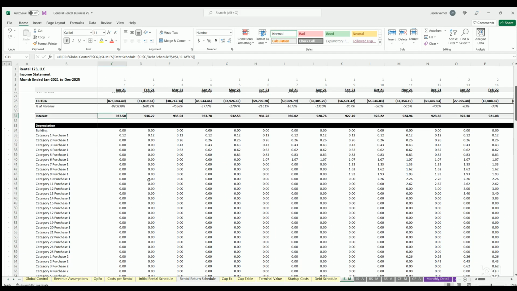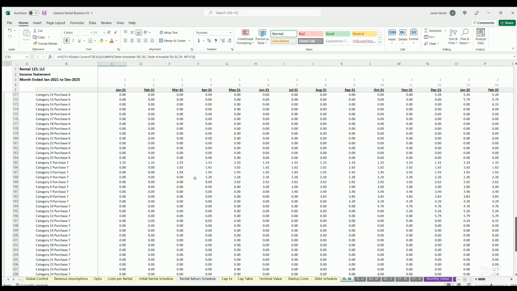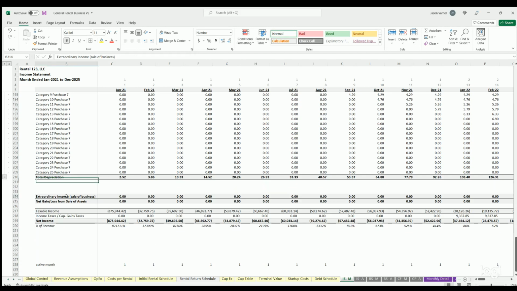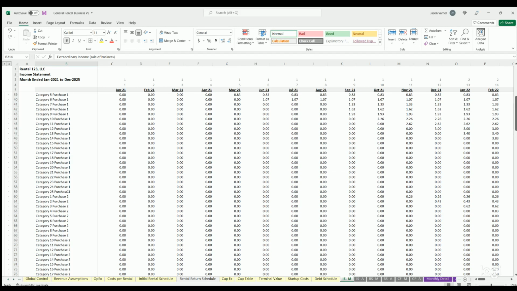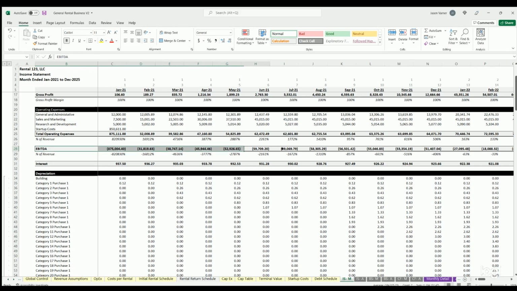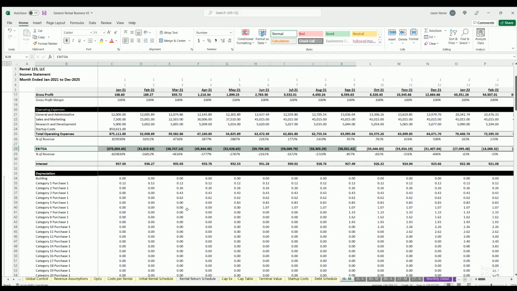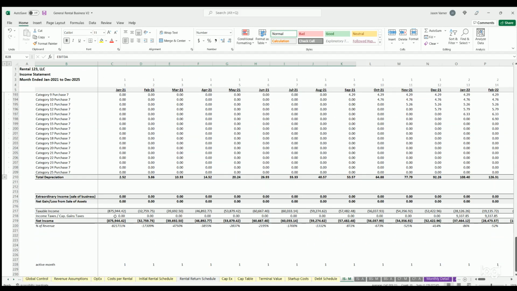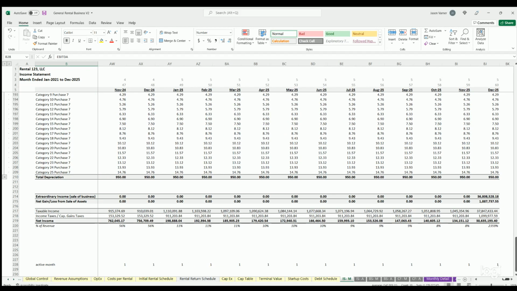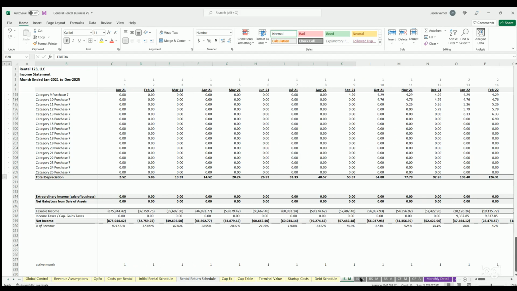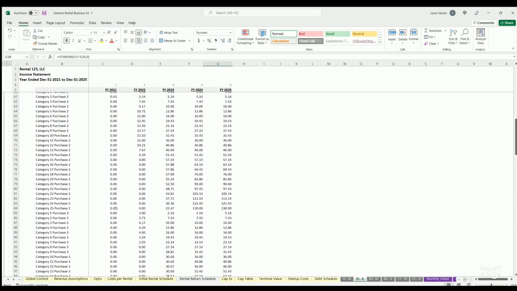Interest expense, depreciation, extraordinary income. Oh, and there is an EBITDA calc here to show essentially operational cash flows and how long it takes to get positive. Then we've got all the way down to taxes and net income. Income statement annual, same thing, but on an annual basis.